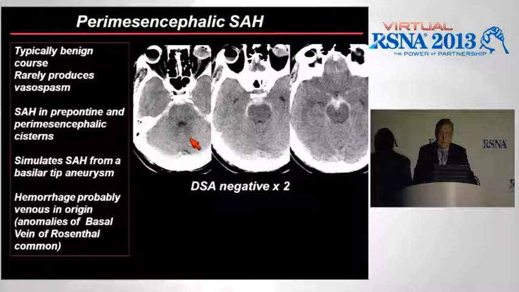Okay, let's move on to perimesencephalic subarachnoid hemorrhage. This is typically venous in origin. It's thought to be due to anomalous veins in the region of the vein of Rosenthal. It simulates subarachnoid hemorrhage from a basilar tip aneurysm. However, it has a very typical location following the perimesencephalic cisterns. And typically, these patients have a benign course, although you do need to work them up pretty thoroughly to exclude an underlying aneurysm. But they rarely have vasospasm, and there's usually a pretty good correlation with the distribution of the hemorrhage in the perimesencephalic cistern and either repeat negative CTAs and DSAs or just follow-up.